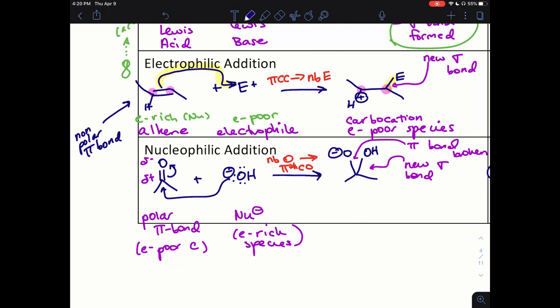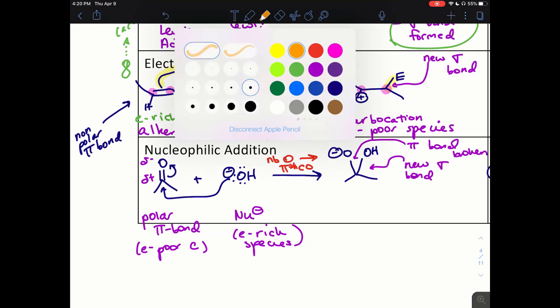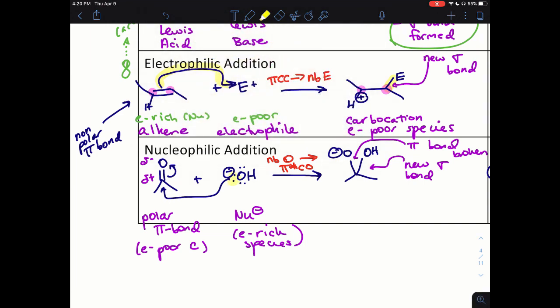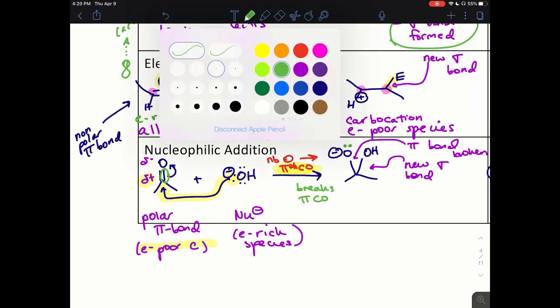And we're going to see that we have some nucleophiles, electron-rich species, attracted to that partial positive on the carbon of the polar pi bond. And then if we fill up pi star CO, what is that going to do? Well, that breaks pi CO. And those electrons have to go somewhere. They're going to go on oxygen. So here they are on oxygen.